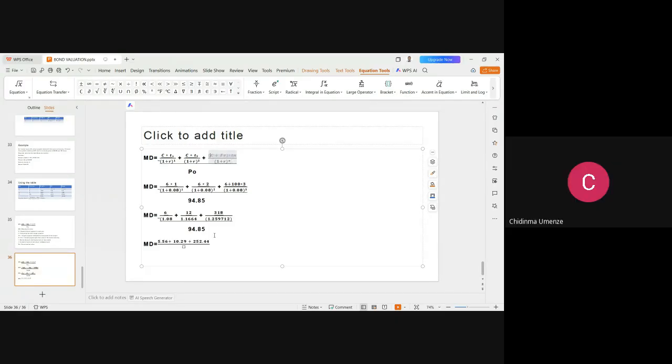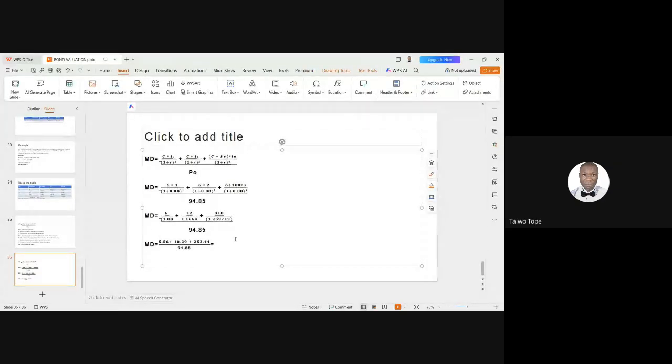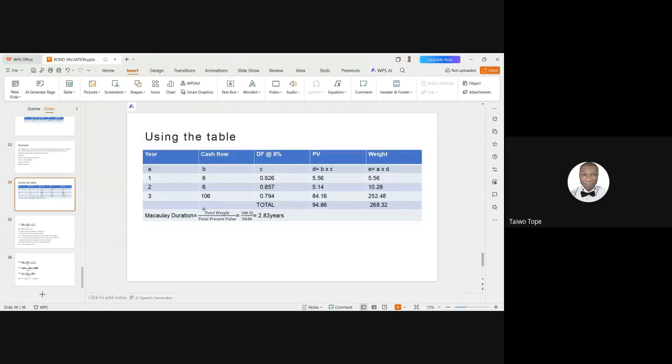Okay, that's fine. So we have it divided by 94.85, and this will give you what? 2.83. That is direct, solving everything directly. 2.83 years. So you can see, when we solve with the table, you can see the same result.